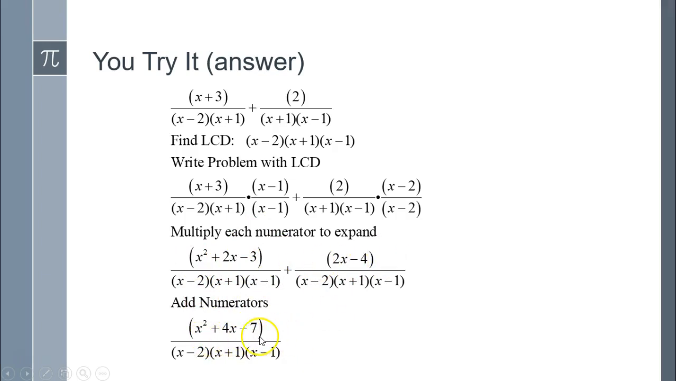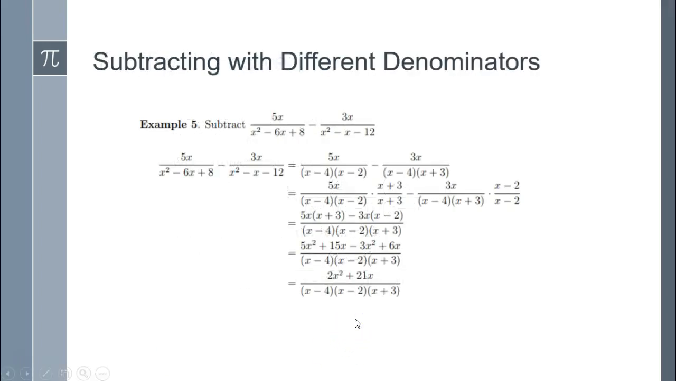This does not factor, and it certainly doesn't factor using any of these, so even if it did, if it didn't use any of the factors on the bottom, it would not reduce. So here's a subtraction one. Again, common denominator, you find it's x minus 4 times x minus 2 times x plus 3. The first one's missing the x plus 3, the second one's missing the x minus 2.